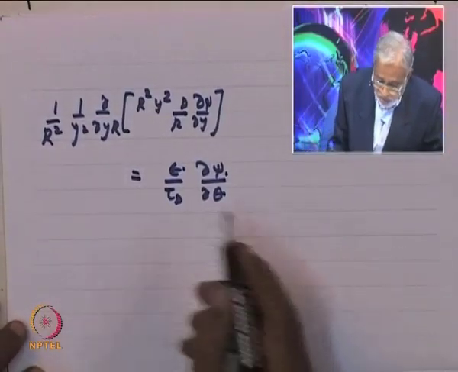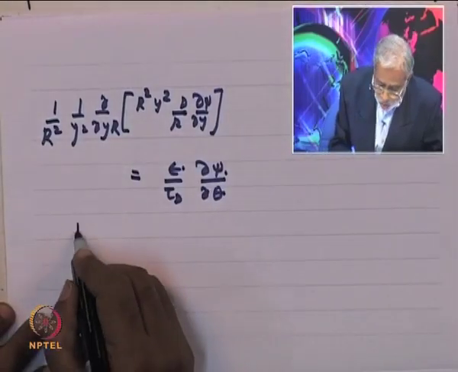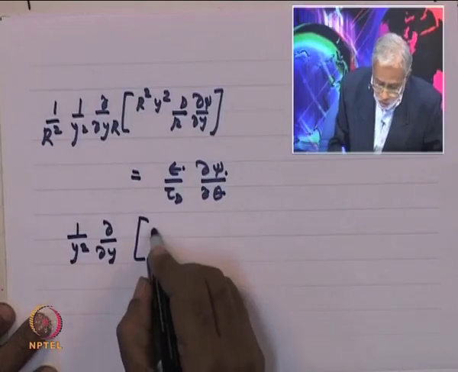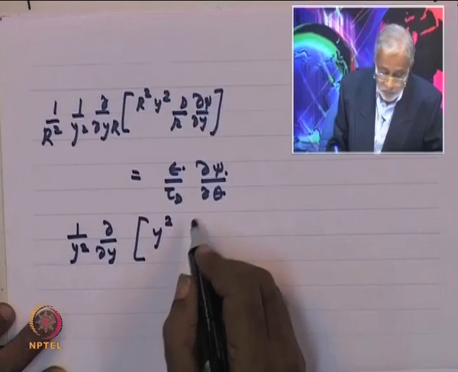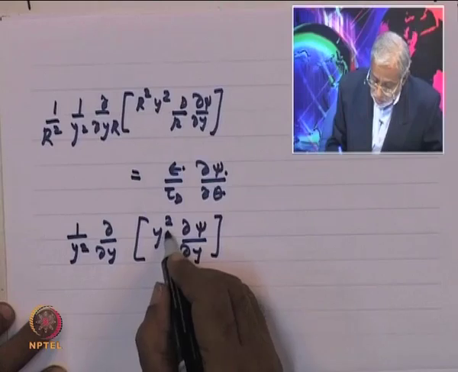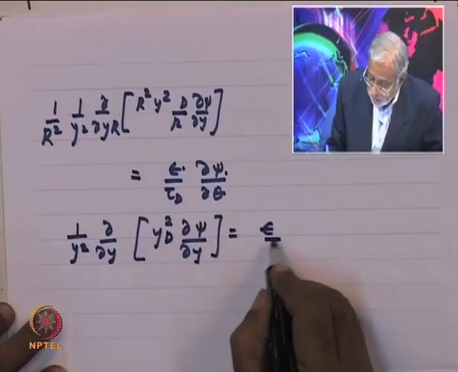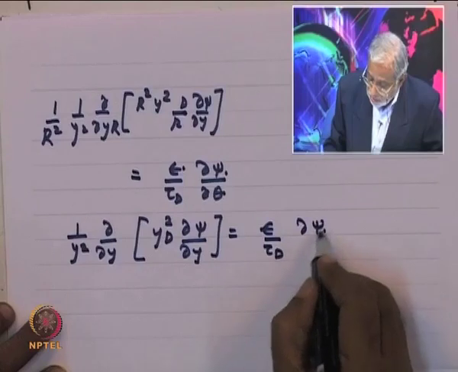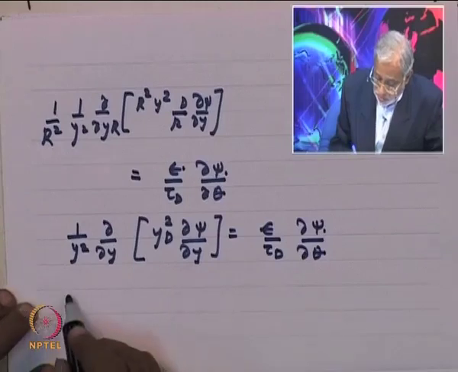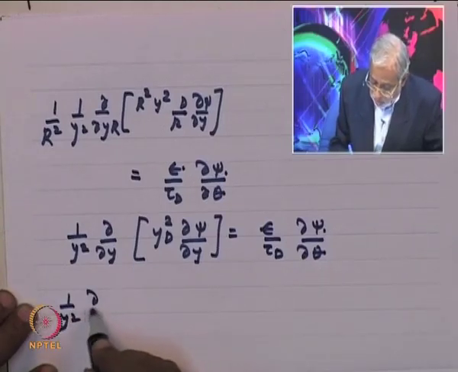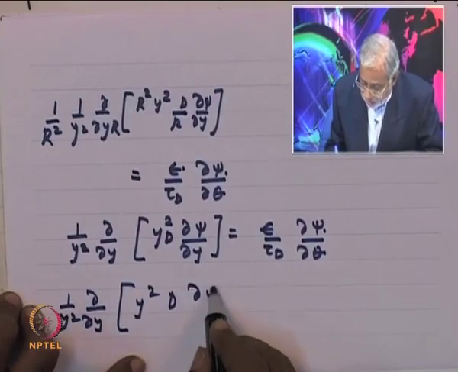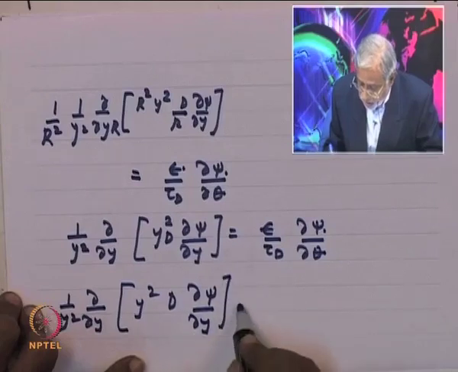So, this simplifies as 1 by y squared del by del y of y squared del psi by del y, okay. I will put a d here, equal to epsilon by tau d del psi by del theta, okay. Now, I will replace this tau d in terms of what we know. So, let me just write this as del y squared d del psi del y, okay, equal to epsilon.